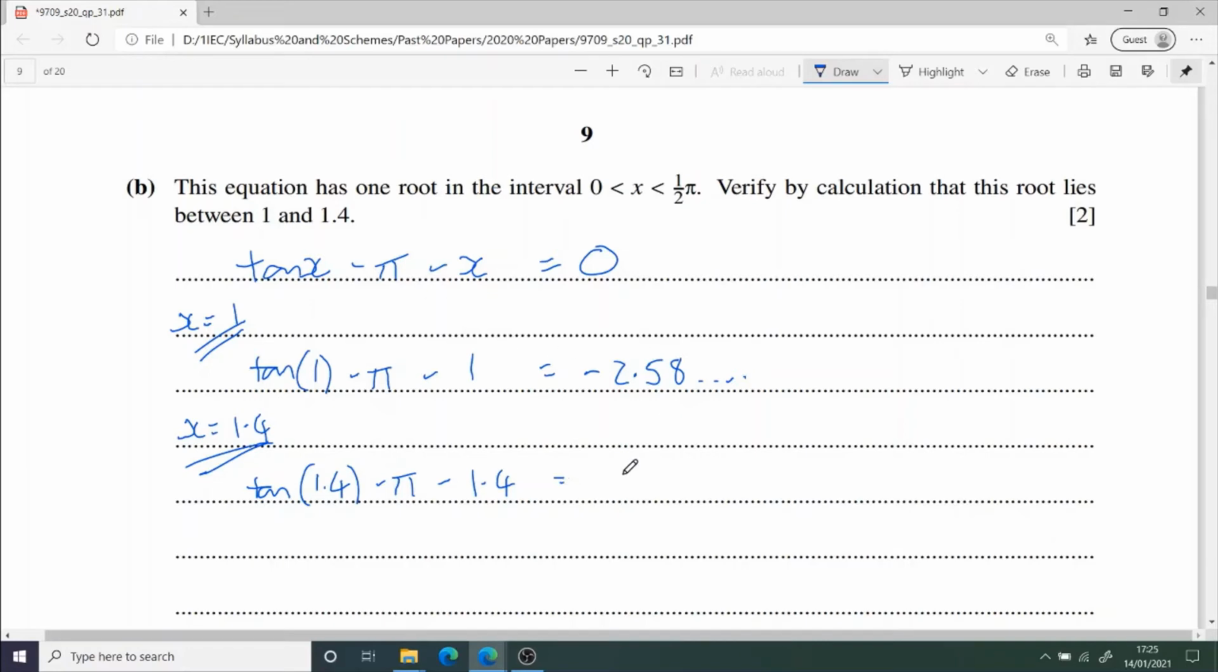And when we do that, we get 1.256, etc. Okay, so there's a change in sign between these. So the change in sign indicates a root between 1 and 1.4.